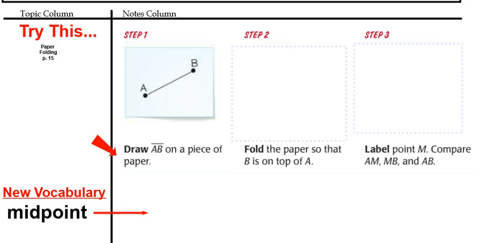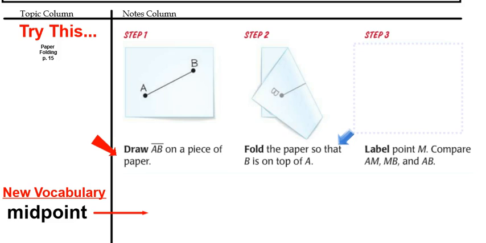The next thing that we're going to do is fold the paper so that B is on top of A. So we're just going to be folding it in half. It's going to look like that. Notice that it's kind of diagonal down because I drew my line a little bit sideways.